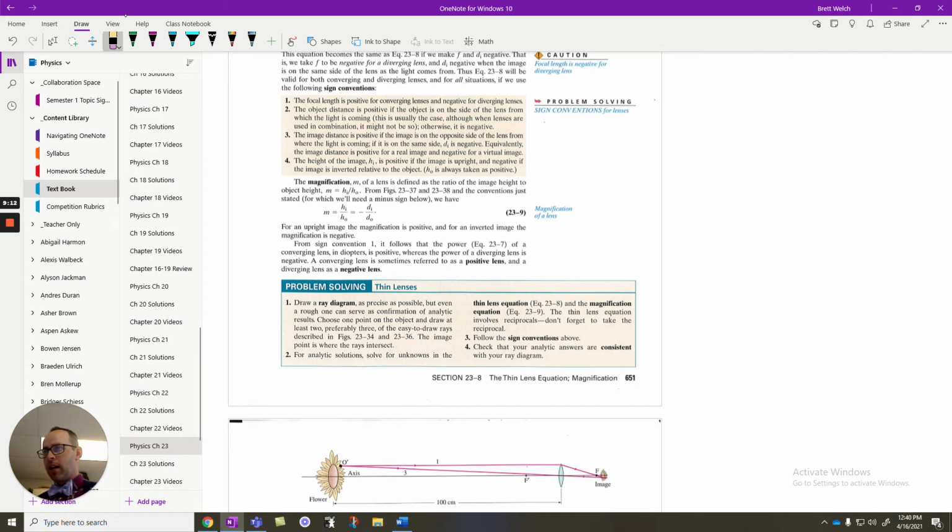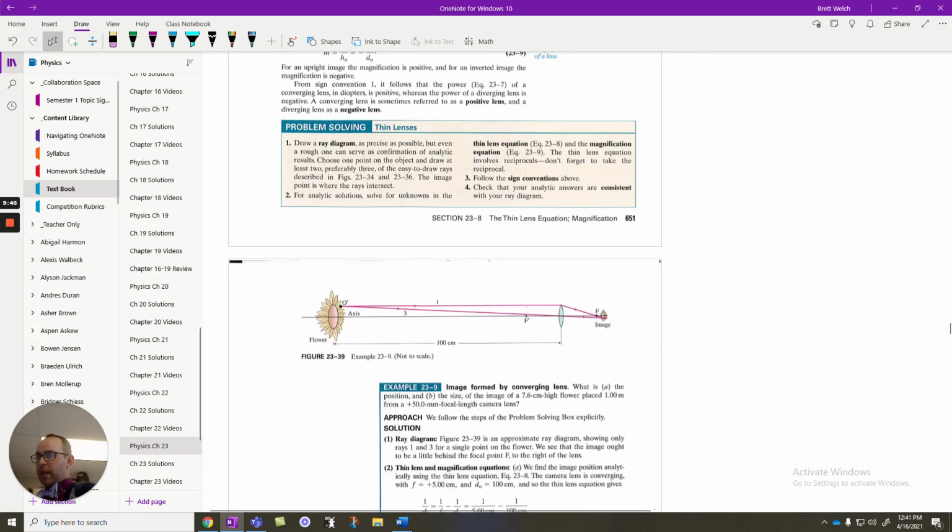All right. The image distance is positive if the image is on the opposite side of the lens from where the light is coming. If it's on the same side, it's negative. And if the image distance is positive, you'll have a real image. If the image distance is negative, because it's on the same side, then it's going to be virtual. And the height is positive if it's upright, negative if it's inverted. Magnification, we use the exact same formula as we used before.